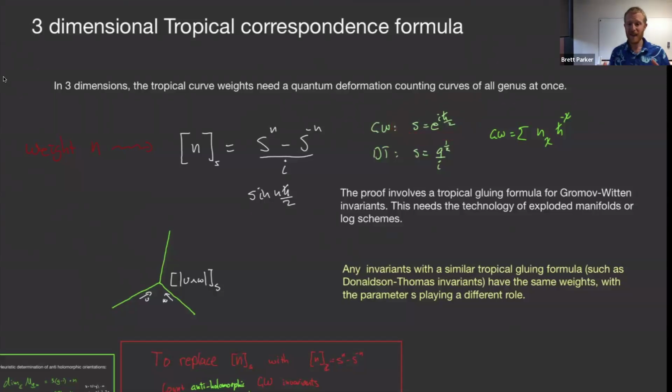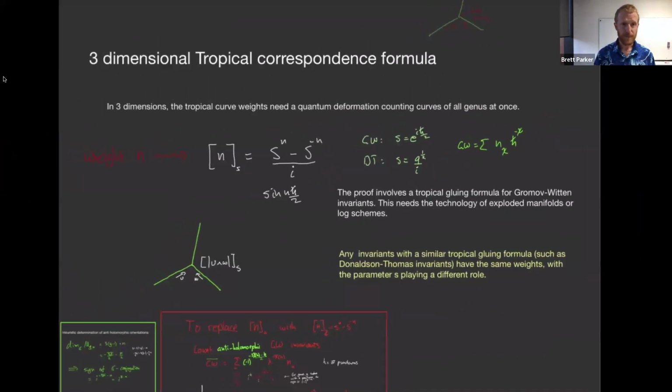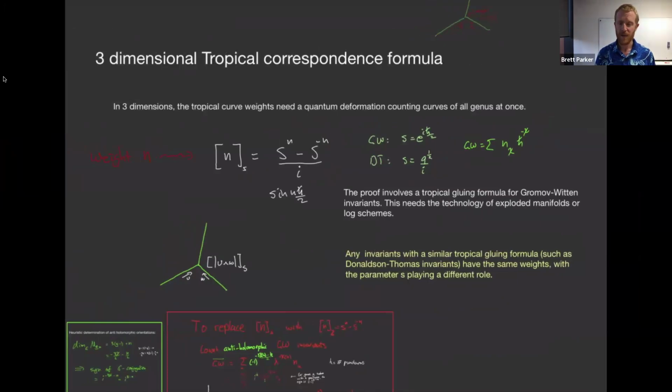But any other theory with a similar tropical gluing formula, such as Donaldson-Thomas invariants, will also have a tropical curve count with weights like this, where s will mean something else. So in the case of Donaldson-Thomas invariants, s is q to the half divided by i, where q to the half is just a parameter that is involved in Donaldson-Thomas invariants.